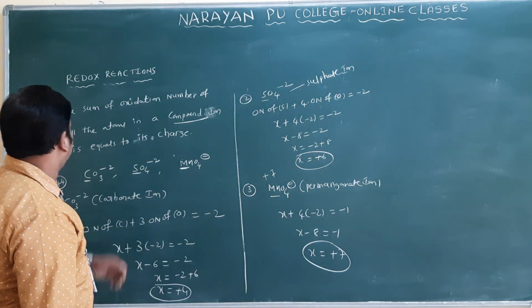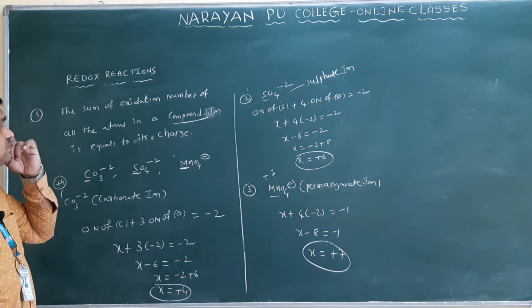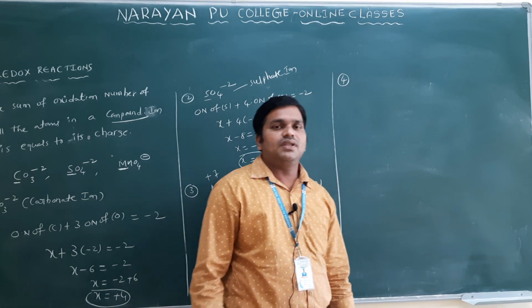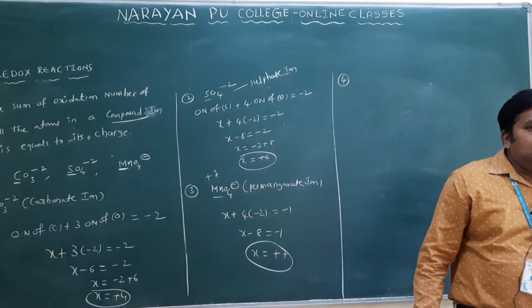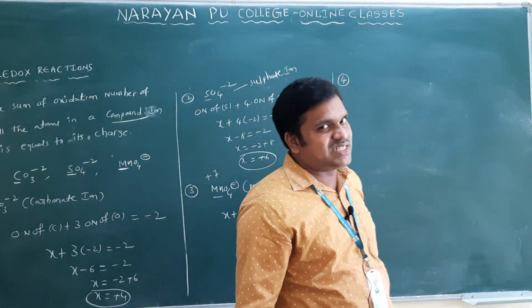So this is the third rule. What is the third rule we have? The sum of oxidation number of all the atoms in a compound ion is equal to what? Its charge. See the next rule we have, the fourth rule only. So the fourth rule we have to discuss from the periodic table concept only.